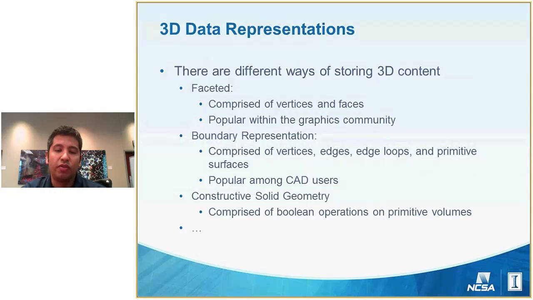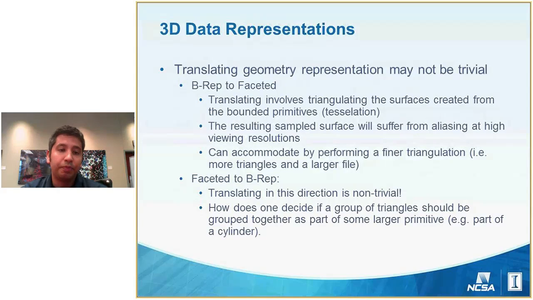And there's another method called constructive solid geometry, where you basically take a bunch of primitive shapes like cylinders and spheres and squares, and you add them together, subtract them together. And it's another way of getting smooth surfaces as opposed to sampled surfaces. So there's a number of ways of representing 3D data.